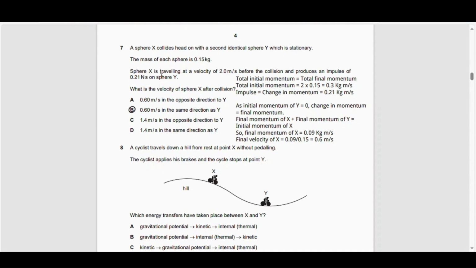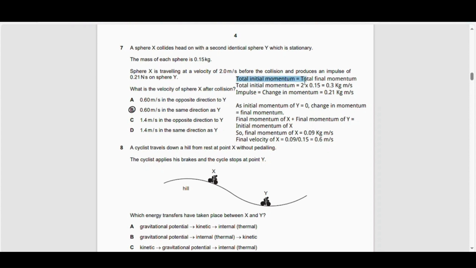So we know that the initial momentum of Y is equal to 0, which means 0.21 Newton seconds is equal to the final momentum of Y. So now, by the law of conservation of momentum, we know that the total initial momentum of the system is equal to the total final momentum of the system.